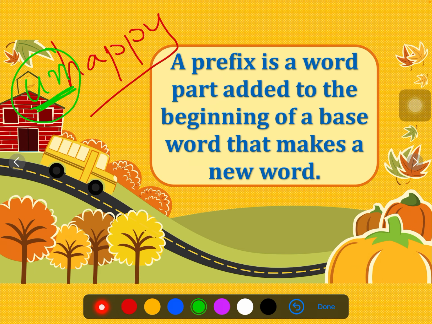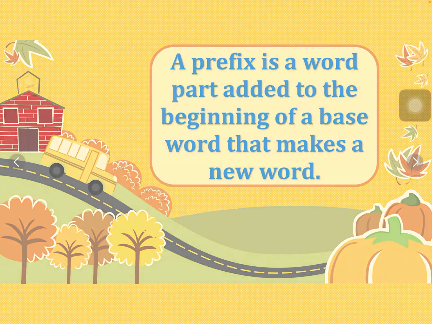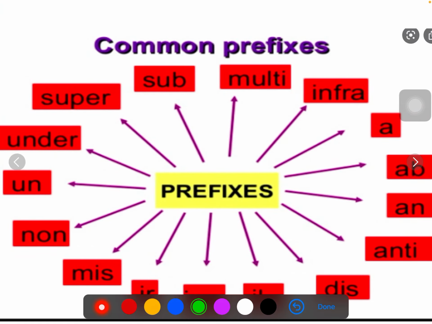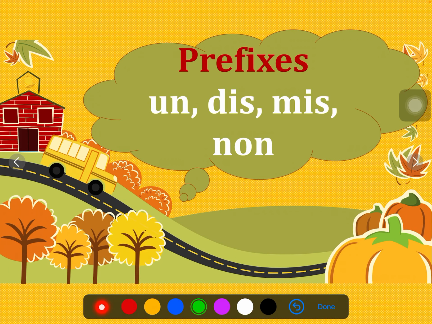But if we add letters to the end of the word, it will be suffixes. But we are talking about prefixes, which means adding them to the beginning of the words. You should know, girls, that there are a lot of prefixes, as you see in the picture, but today we will focus only on these four prefixes, which are un, dis, mis, and non in our lesson.